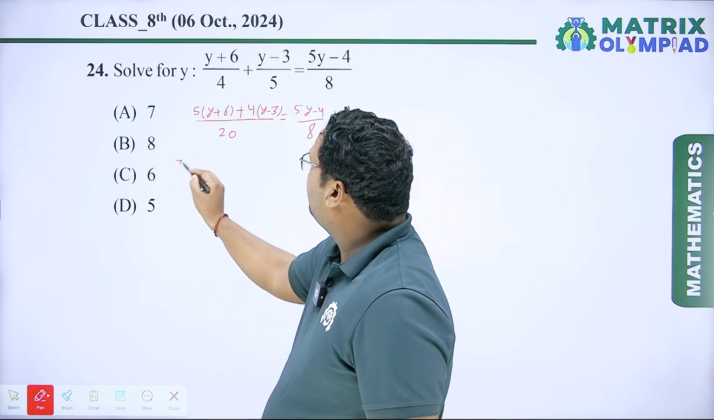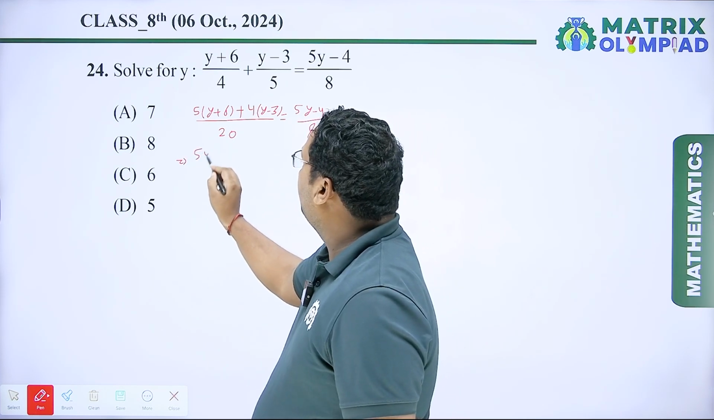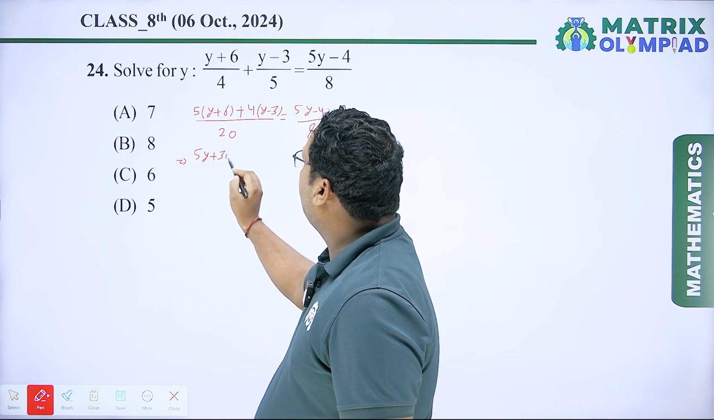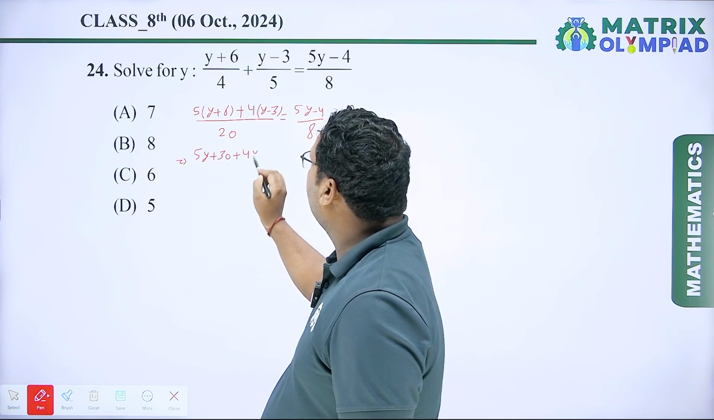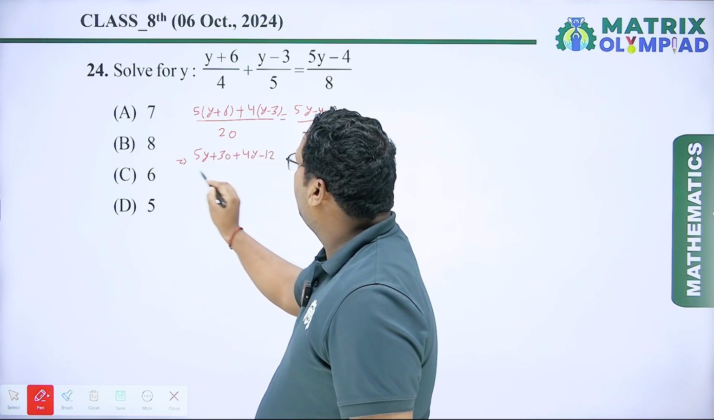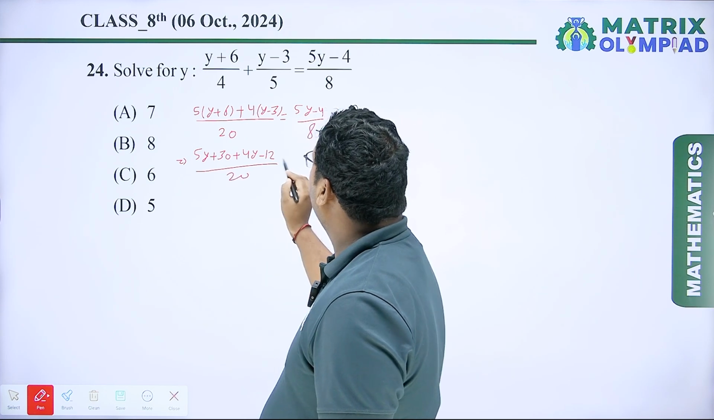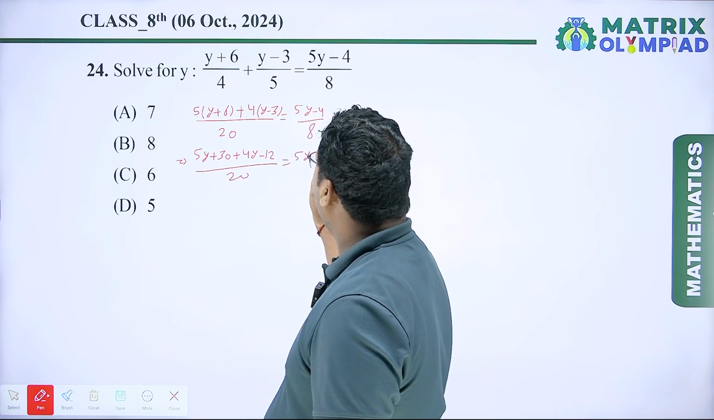Solving this equation, we will get 5y plus 5 6s are 30 plus 4 into y is 4y minus 12 upon 20 is equal to 5y minus 4.